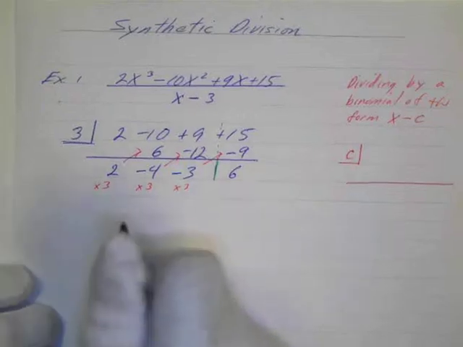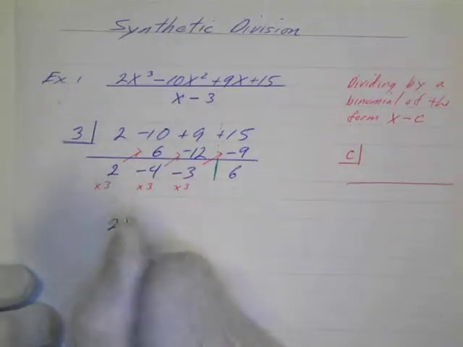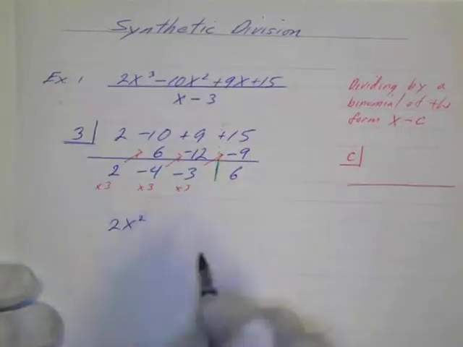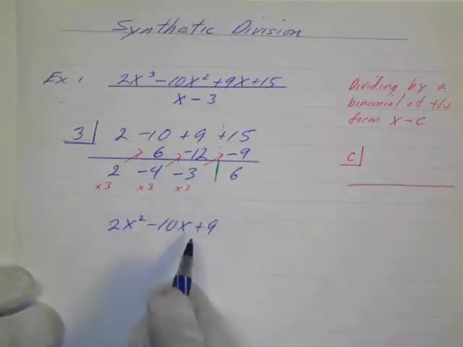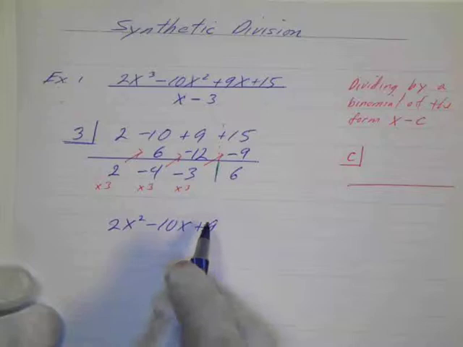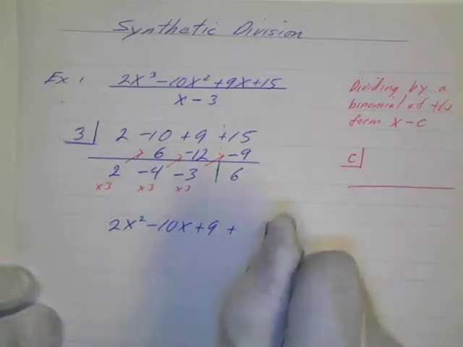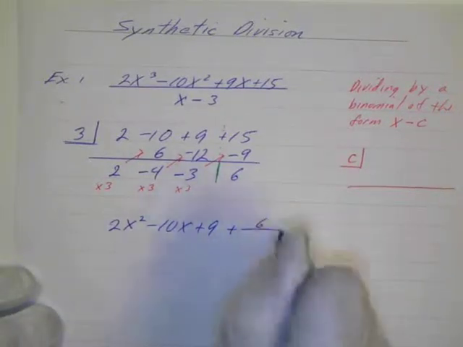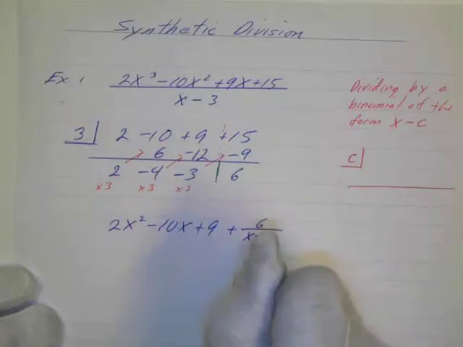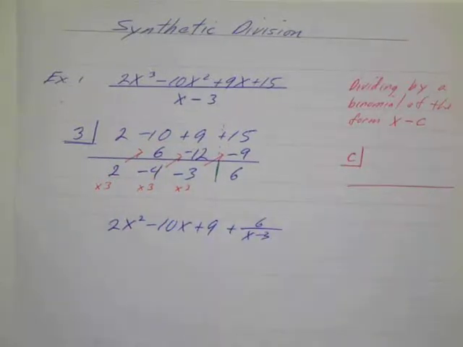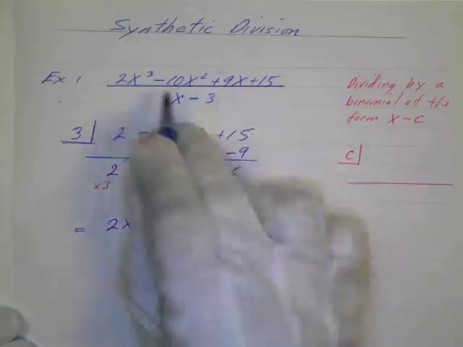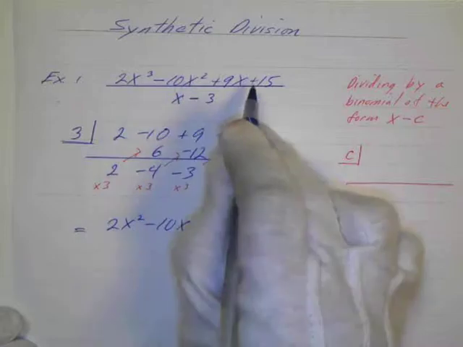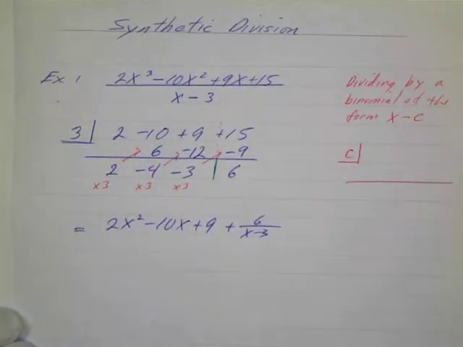So this is going to end up being 2x squared, because we started with cubes, so we're down 1, minus 10x plus 9. So that's going to be your quotient, plus the remainder of 6 over the divisor, which was x minus 3. So that's this answer. In other words, 2x cubed minus 10x squared plus 9x plus 15 divided by x minus 3 equals that. That's all you have to do.